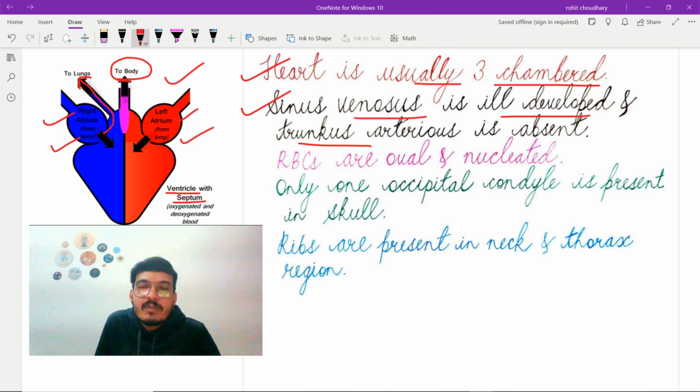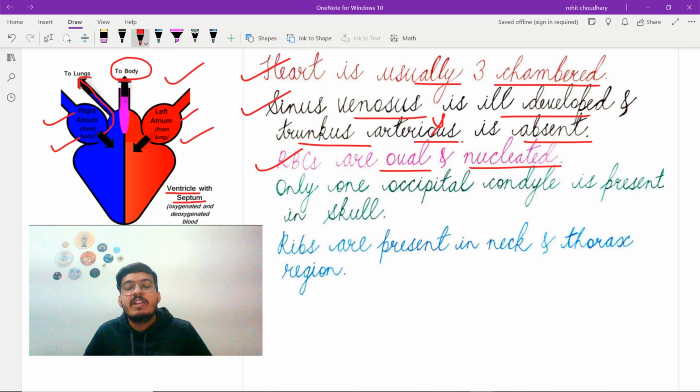Truncus arteriosus, it should be OSUS. Truncus arteriosus is absent in case of reptiles. RBCs are oval and nucleated. We have studied in case of amphibians also that the RBCs are oval and nucleated.